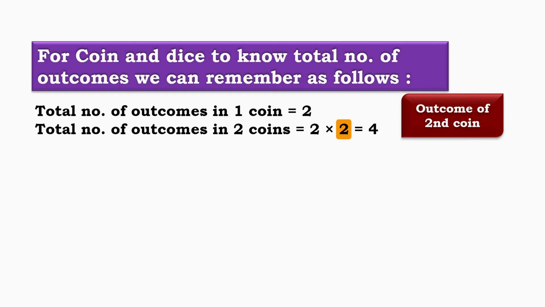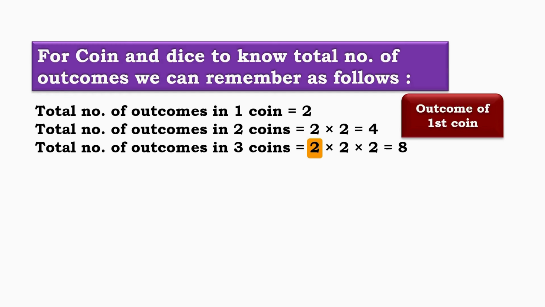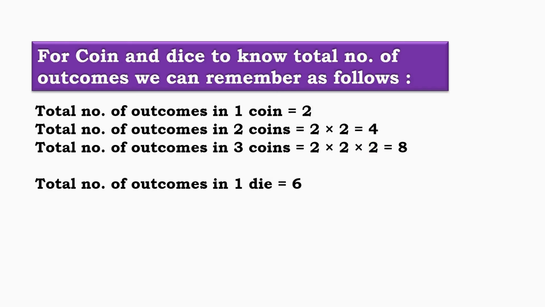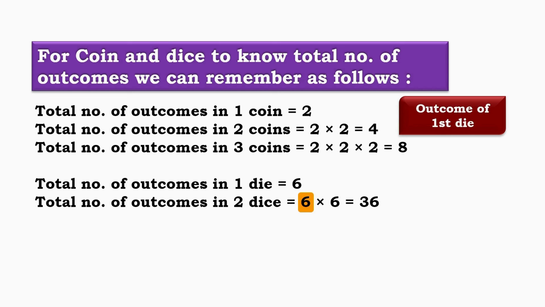The first 2 is for the outcome of the first coin, and the second is for the outcome of the second coin. Similarly, the total number of outcomes in 3 coins will be 2 into 2 into 2, which is equal to 8. The first 2 is for the outcome of the first coin, the second 2 is for the second coin, and the third 2 is for the third coin. Similarly, the total number of outcomes in one die is 6, and in 2 dice it will be 6 into 6. The first 6 is the outcome of the first die, and the second 6 is the outcome of the second die.